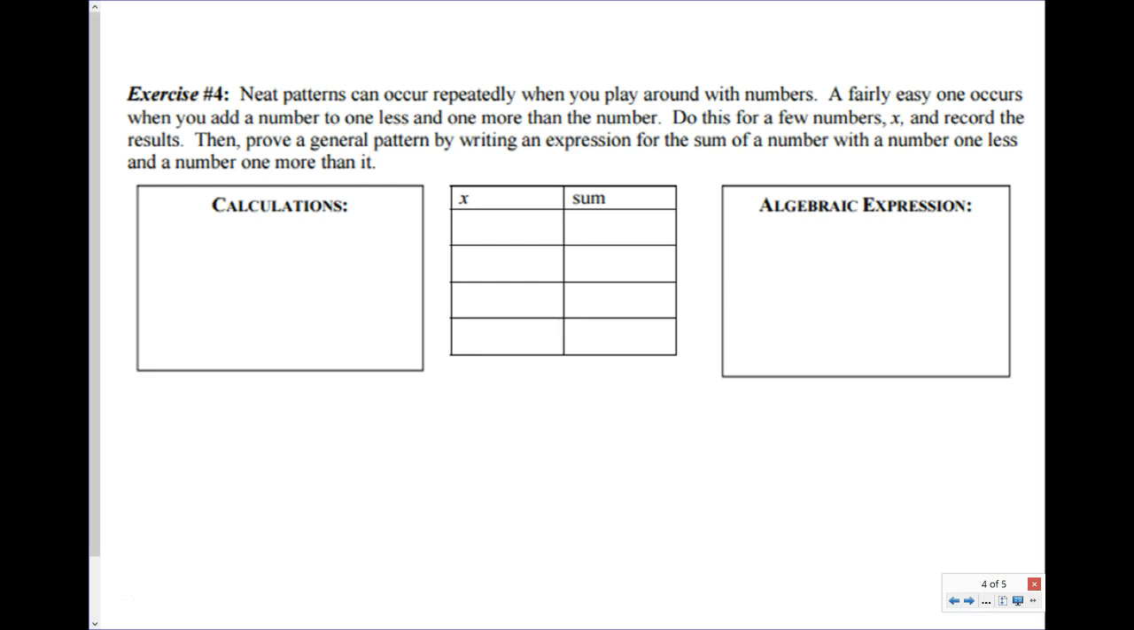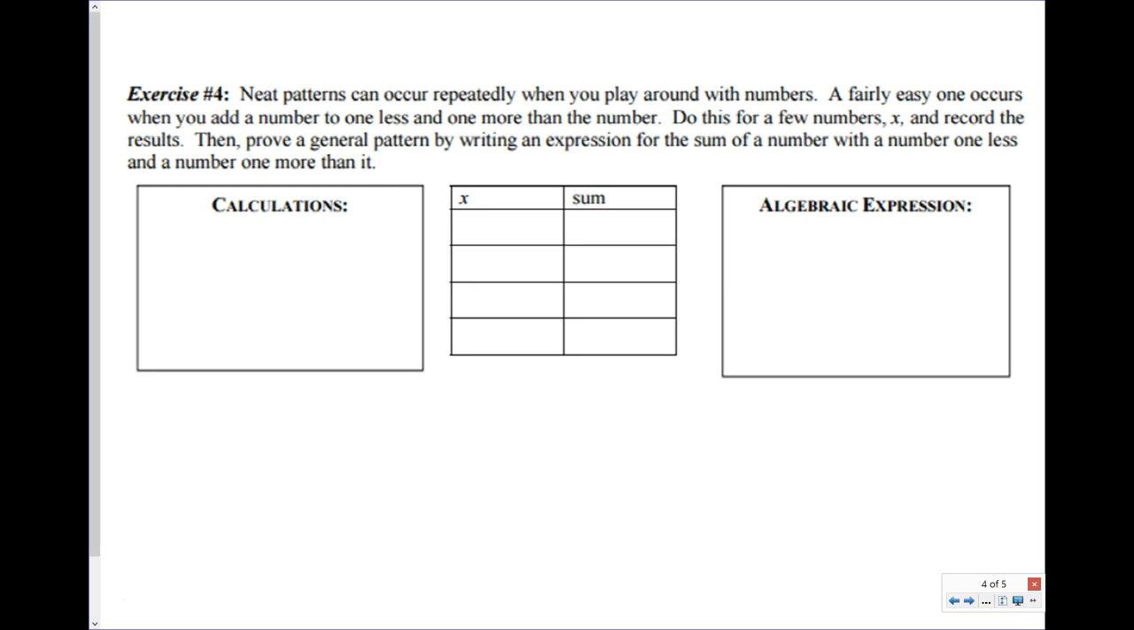Finally, exercise 4. Neat patterns can occur repeatedly when you play around with numbers. A fairly easy one occurs when you add a number to one less and one more than the number. Do this for a few numbers x, record the results. Then prove a general pattern by writing an expression for the sum of a number with a number one less and a number one more than it.